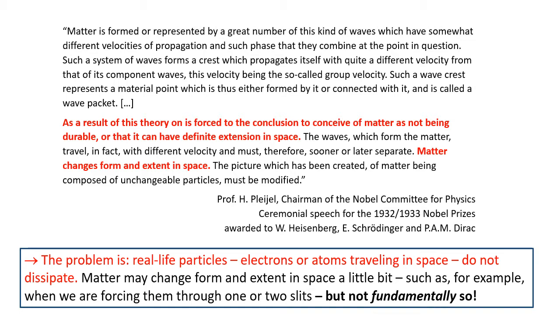The electron is there, and has a quantized amount of energy, and it has a mass which combines its rest mass and then maybe the energy it has from its motion. But it's not dissipating, for sure not. Real life electrons, real life particles, or wavicles, whatever you want to call them, the real life matter stuff that we use in these experiments doesn't dissipate. So it may change form and extent in space a little bit, when we force it through a slit or two slits, or when it doesn't go through and it gets absorbed into the material of which our screen is made, but not fundamentally so.